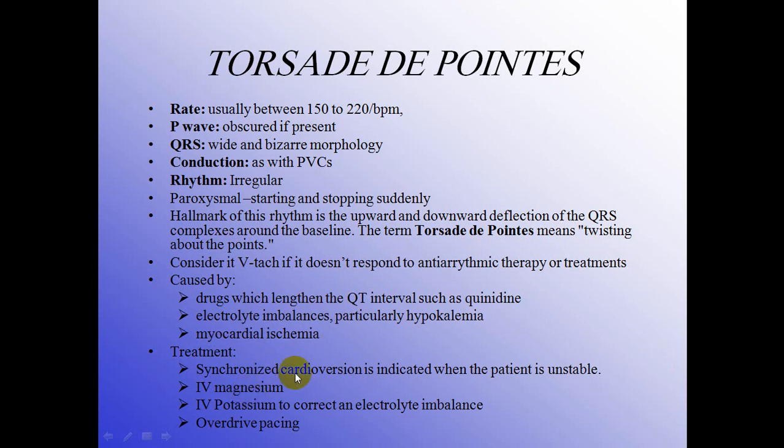Treatment: synchronized DC cardioversion is indicated when the patient is unstable. IV magnesium for prolonged QT interval, IV potassium to correct electrolyte imbalance, and overdrive pacing sometimes is needed.